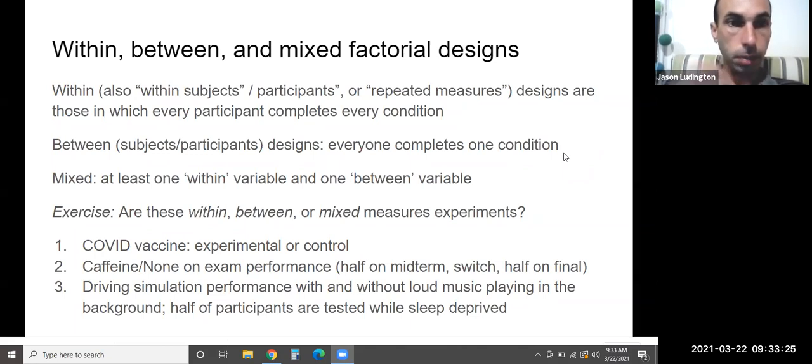So in a within subjects design, every subject participates in all conditions. The next one is between subjects. Everyone completes one and only one condition. They are measured once only. And the last one, mixed effects designs. Those are where one of the independent variables is measured within subjects and one of them is measured between subjects.